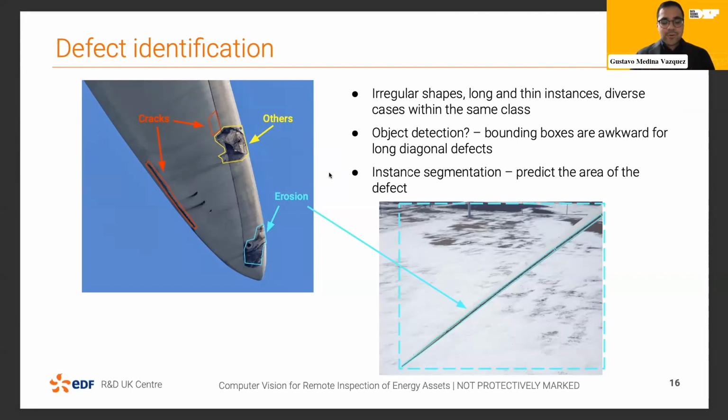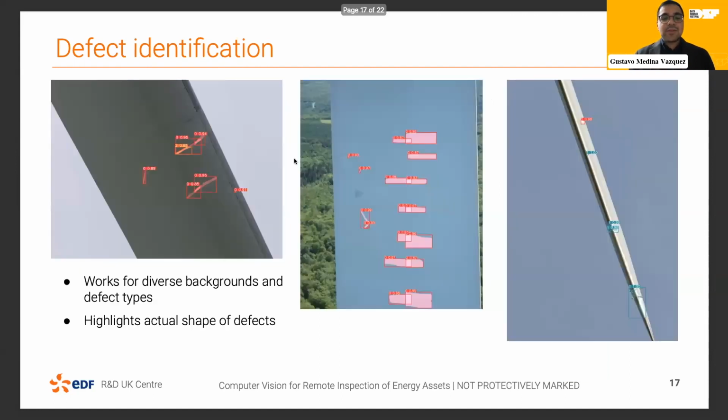And after a lot of hard work, we are now currently at a state where we have a model that works reasonably well on detecting these different types of crack, erosion, and other defects, and that can highlight the shape of the defects on the images for each individual case.